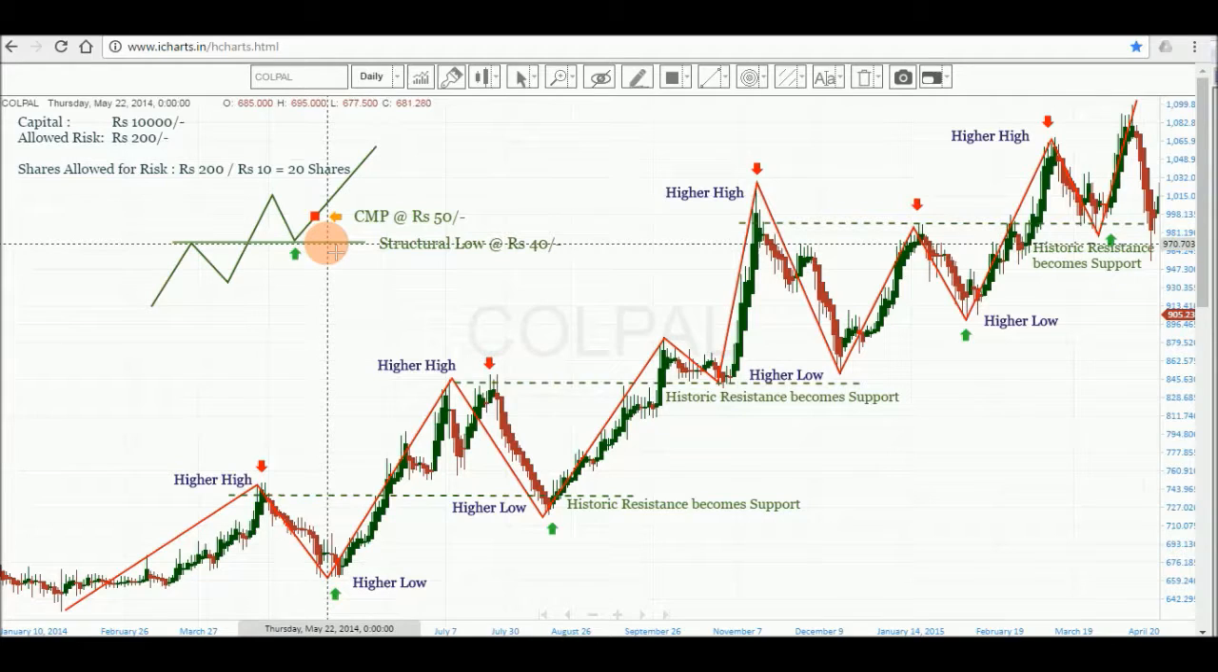So based on these figures, you are only allowed to buy rupees 200 divided by rupees 10, which comes to around 20 shares. So the greater the risk, the lower the investment, and vice versa. This is a very good way to limit your losses and save your capital. And this is a strategy which I use in my trading.